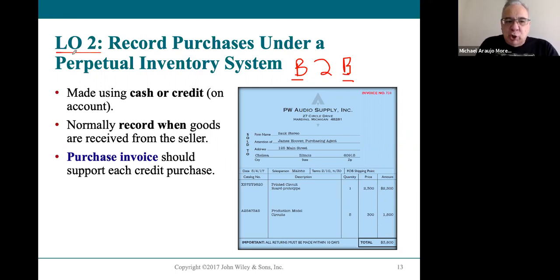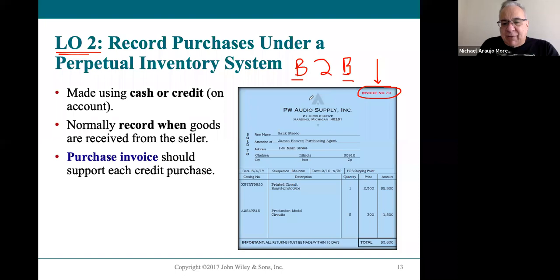Learning objective 2 looks at this transaction from the buyer's perspective, the business that's buying the inventory. Learning objective 3 looks at the same thing from the seller's perspective, the business that's selling. One thing you have to know is how to read an invoice. So this is really going to mean everything to you here. Remember, in accounting, we have these source documents, and an invoice is a source document. From this source, we do the accounting.